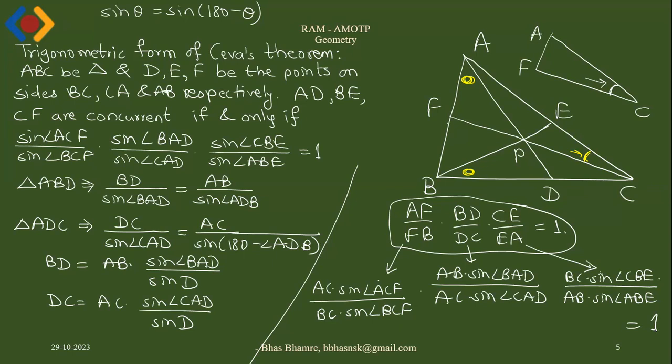So by using the trigonometric form, we can easily show that the internal angle bisectors of all three angles of a triangle are concurrent. By using the trigonometric form of Ceva's theorem, we can prove this easily.